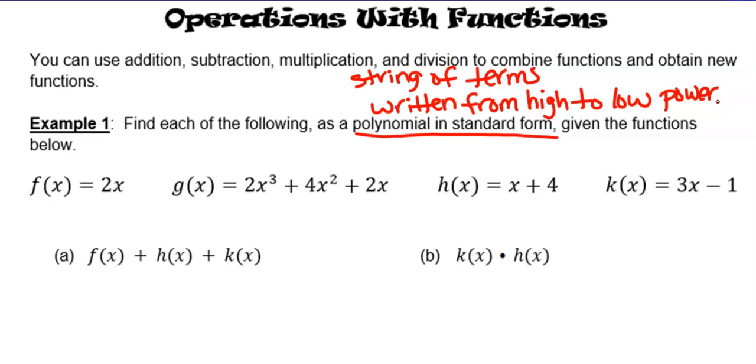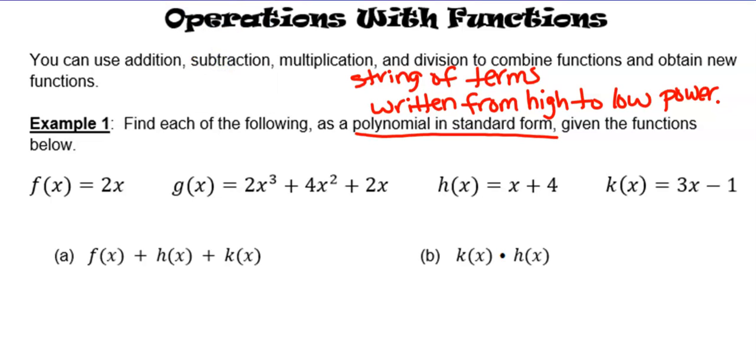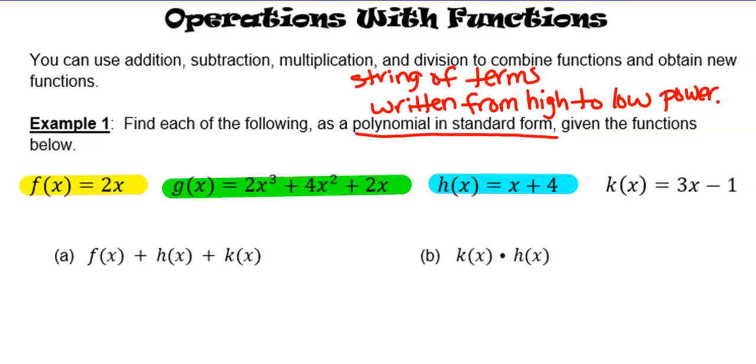All right, example 1a says we want to do f of x plus h of x plus k of x. Remember, f of x is just another way of saying y equals, but the f represents the name of the function and x is the variable that you input into that function. I'm going to color code the functions. So f of x equals 2x, g of x equals 2x cubed plus 4x squared plus 2x, h of x equals x plus 4, and k of x equals 3x minus 1.